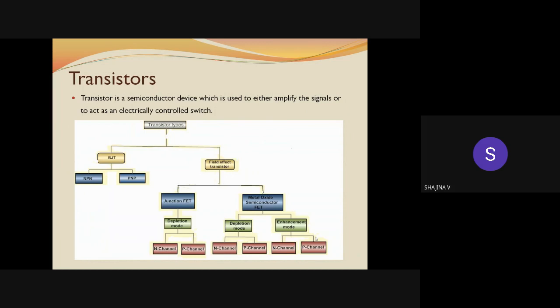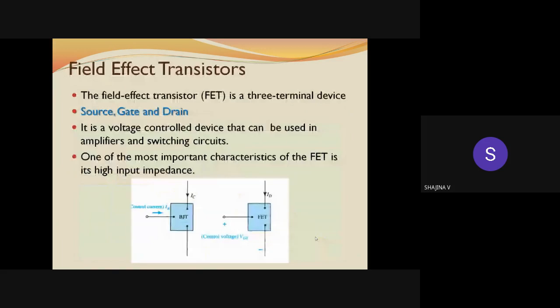These field effect transistors are of mainly two types, that is junction field effect transistor and metal oxide semiconductor field effect transistor. The junction field effect transistor can be N channel or P channel, and it operates only in a single mode, that is depletion mode. Now coming to the metal oxide semiconductor field effect transistor, it can be both depletion mode or enhancement mode type. In both, there will be N channel or P channel MOSFETs.